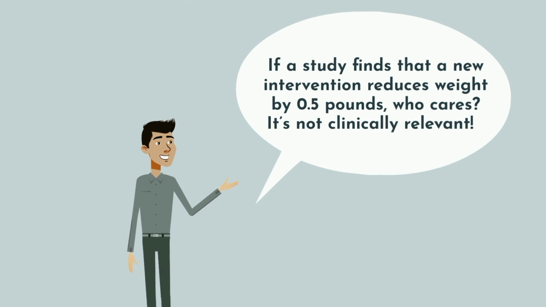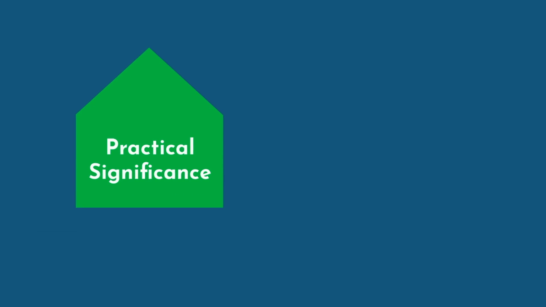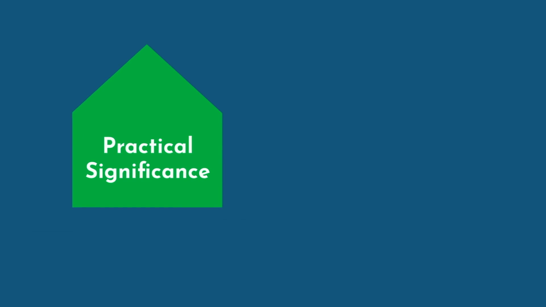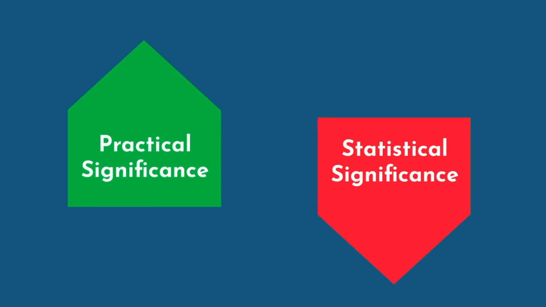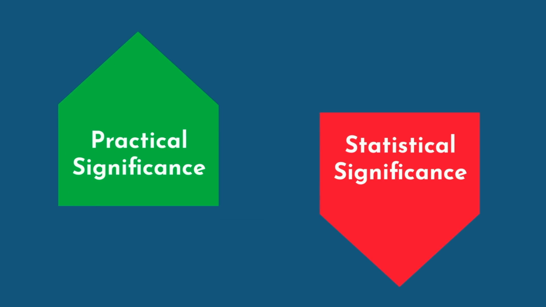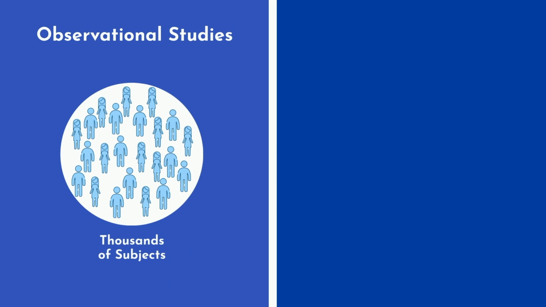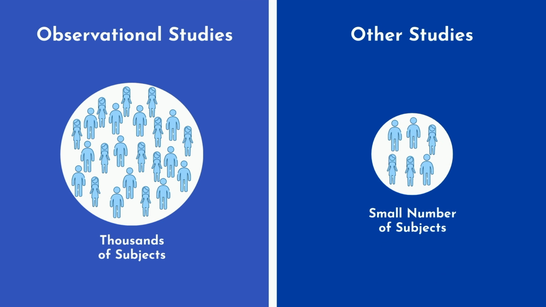It's not clinically relevant. The reverse is also true, where a study demonstrates practical significance, yet was unable to achieve statistical significance. If we revisit the 4 factors that influence power, we see that sample size is the most easily manipulated to over or underpower a study. Oftentimes, observational studies are overpowered with thousands of subjects such that any minute difference may yield a statistically significant result. Other studies experience the opposite, whereby they have a small number of subjects, and even if there is a real difference, statistical significance cannot be demonstrated.